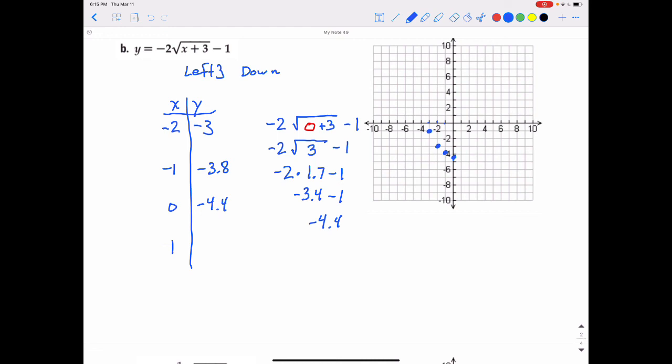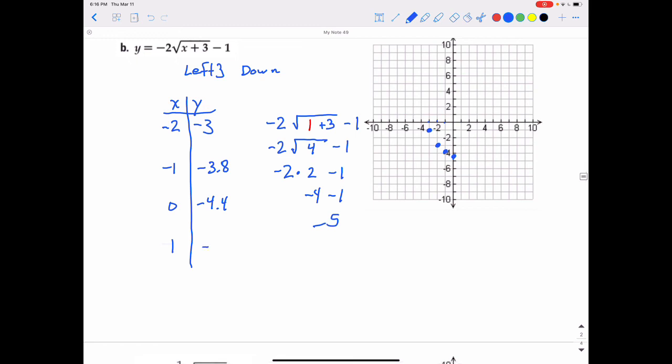So about right there. And then once more, we'll replace the x this time with a 1. And when we do that, we'll have 1 plus 3, which means under the square root, I'll have a 4. The square root of 4 is exactly 2. And so -2 times 2 is -4, and -4 minus 1 is -5. So 1, -5 is our final point, which places it right there.